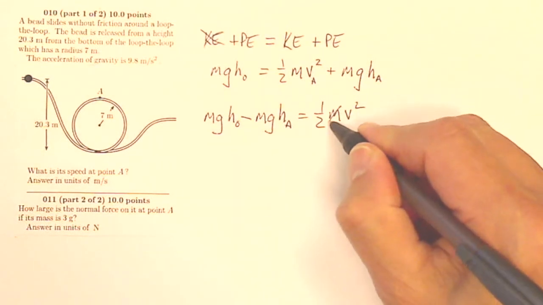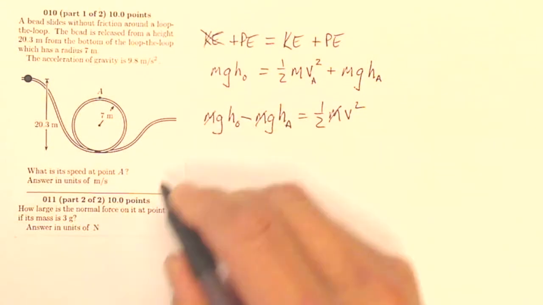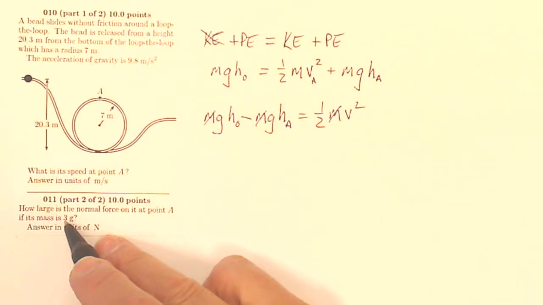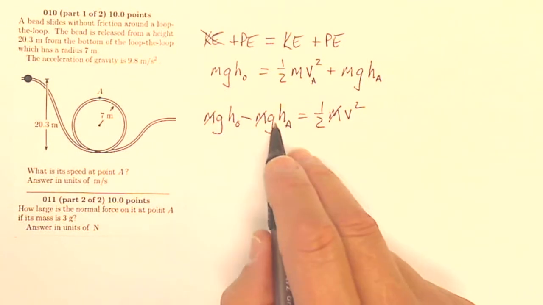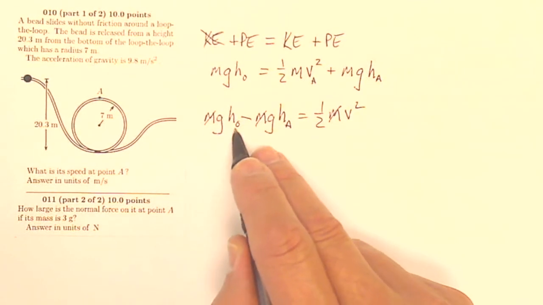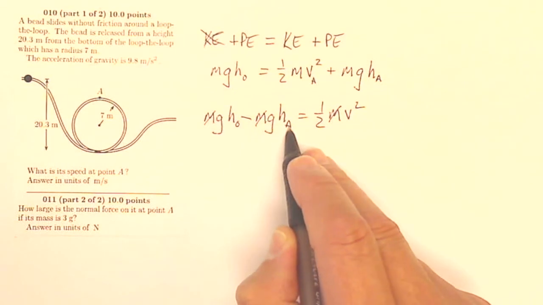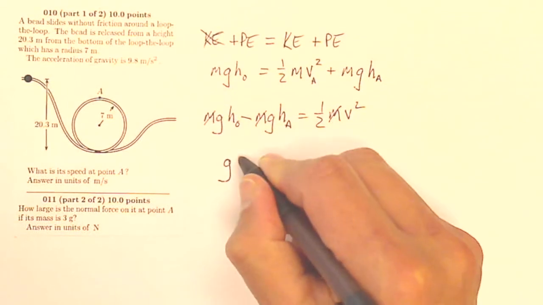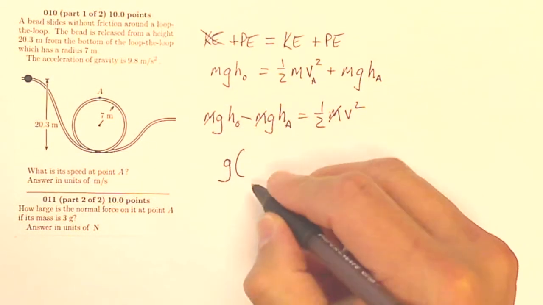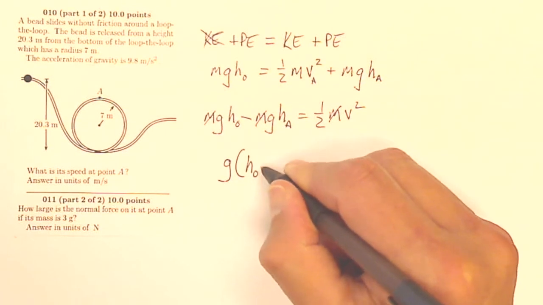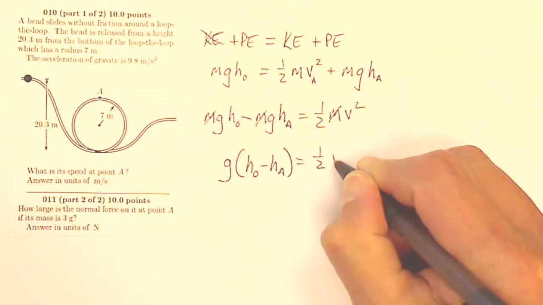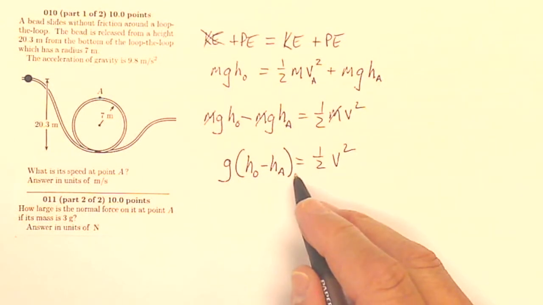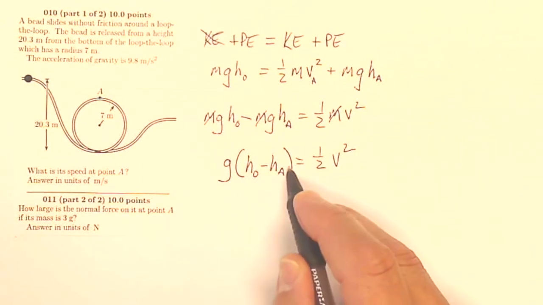Now two things are interesting here. One thing is that the mass cancels out, so I don't care about it. They don't give it to you later anyway. But here I could factor out a g, because I've got g times height 0 minus g times height A. So g times (height 0 minus height A) equals 1/2 v squared.